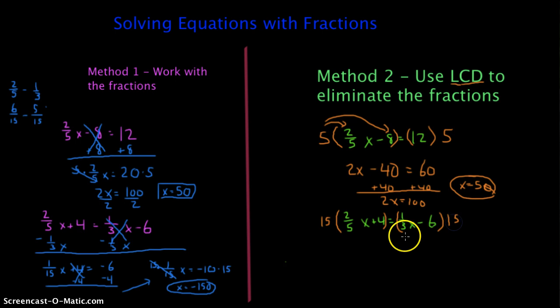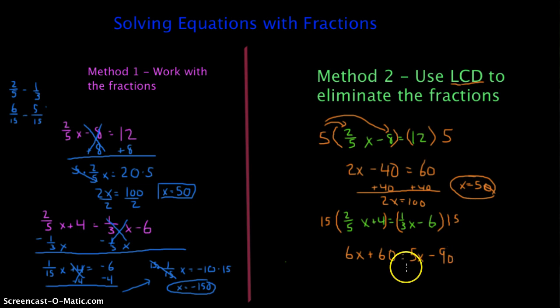So let's see where I am now. 15 times 2 is 30, divided by 5 is 6. So I have 6x. I'm going to distribute the 15. 15 times 4 is 60. And then I have 1/3 x times 15, which is 5x. Minus, let's see, 15 times 6 is 90.